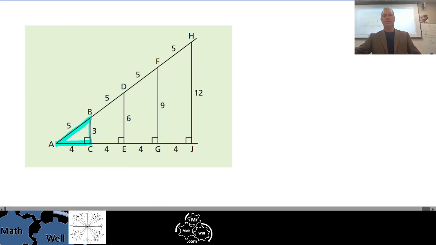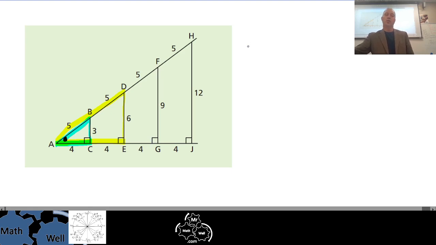Now nested into that, so this second triangle also shares this angle of inclination. Nested into it is this triangle that has a base of 8, a height of 6, and a hypotenuse of 10. You see that? 5 and 5. And so we have all these triangles nested into one another. That means that angle A is the same for all of these triangles.